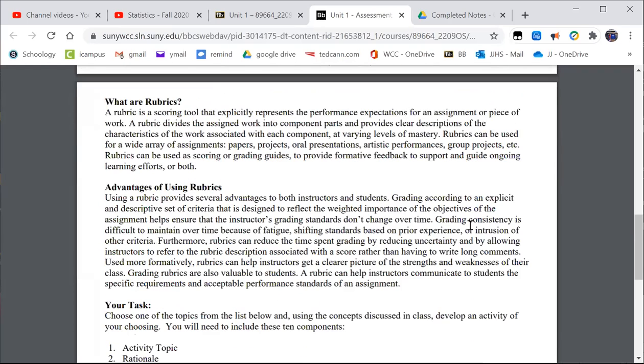All right. Rubrics. So a rubric is a scoring tool that explicitly represents the performance expectations for an assignment or a piece of work. A rubric divides the assigned work into component parts and provides clear descriptions of the characteristics of the work associated with each component at varying levels of mastery. Rubrics can be used for a wide array of assignments: papers, projects, oral presentations, artistic performance, group projects, etc. And sometimes the student will never see the rubric.